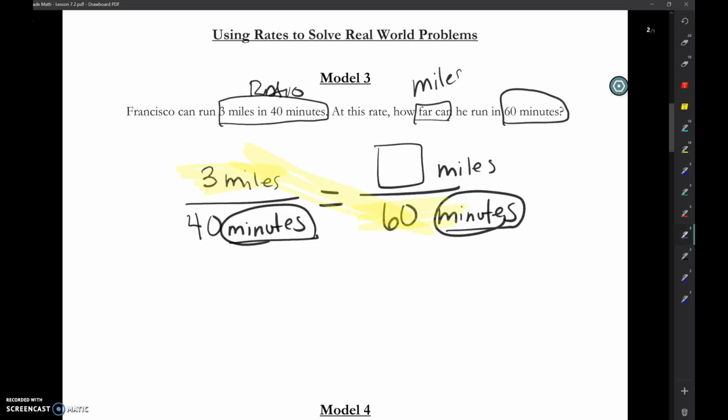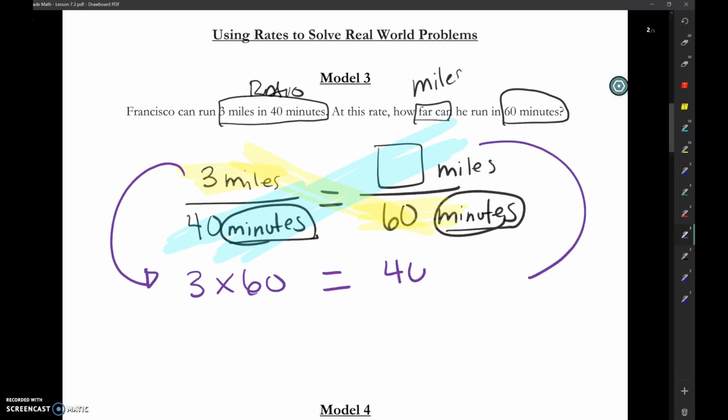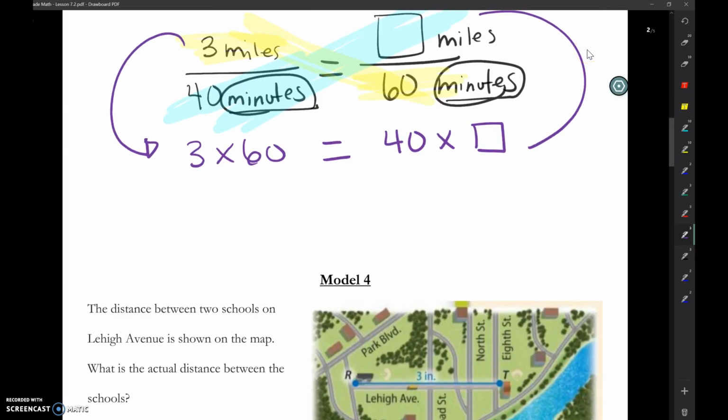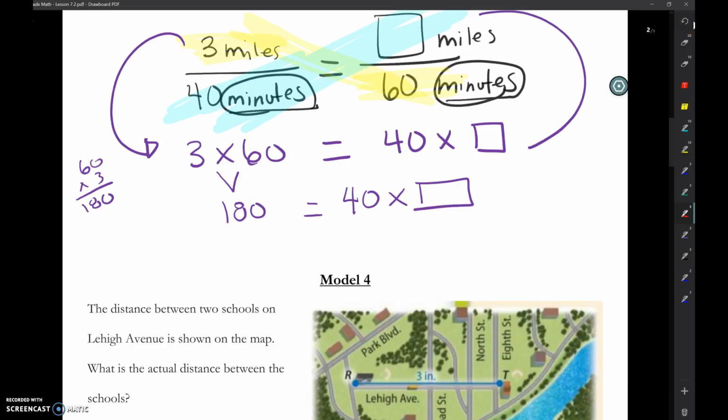I get 3 times 60, so then I bring it down, is equal to, and I'm going to multiply the other way, 40 times blank. So now I'm going to bring that down here, 40 times blank. 3 times 60, so 60 times 3 is 180. So now I have 180 is equal to 40 times a blank number, and we don't know what that is yet. So in order to figure this out, I'm going to divide by 40. So it's 180 divided by 40.